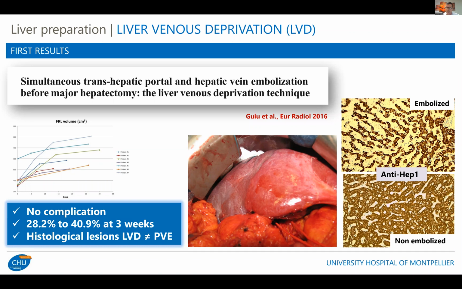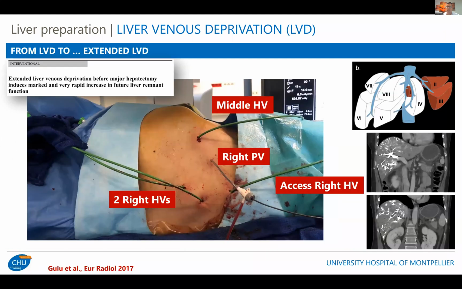as said by some surgeons in Montpellier. And that's the main reason why we decided to expand the concept to extended LVD, where we embolize not only the right, but also the middle hepatic vein, in addition to the portal vessels. You have even such atypical cases. This is an atypical case where in this patient we had two main right hepatic veins, one middle, one accessory right, and right portal vessel. Everything was embolized using the technique I showed you previously.